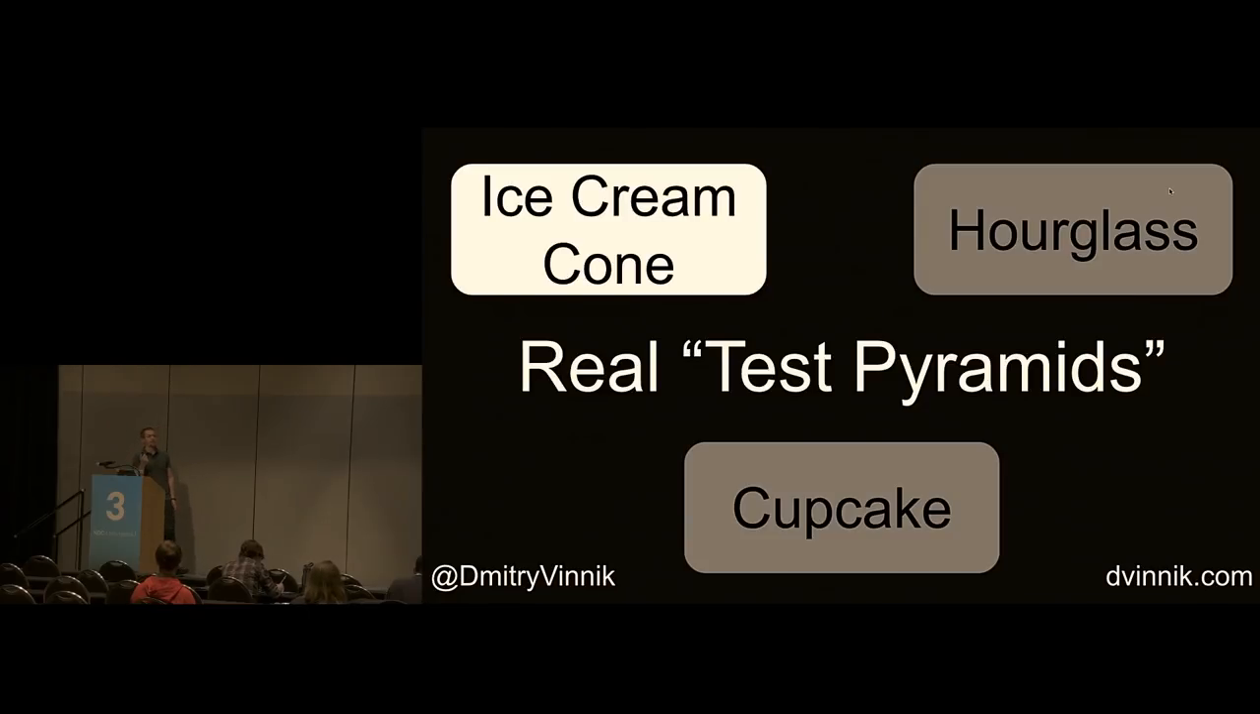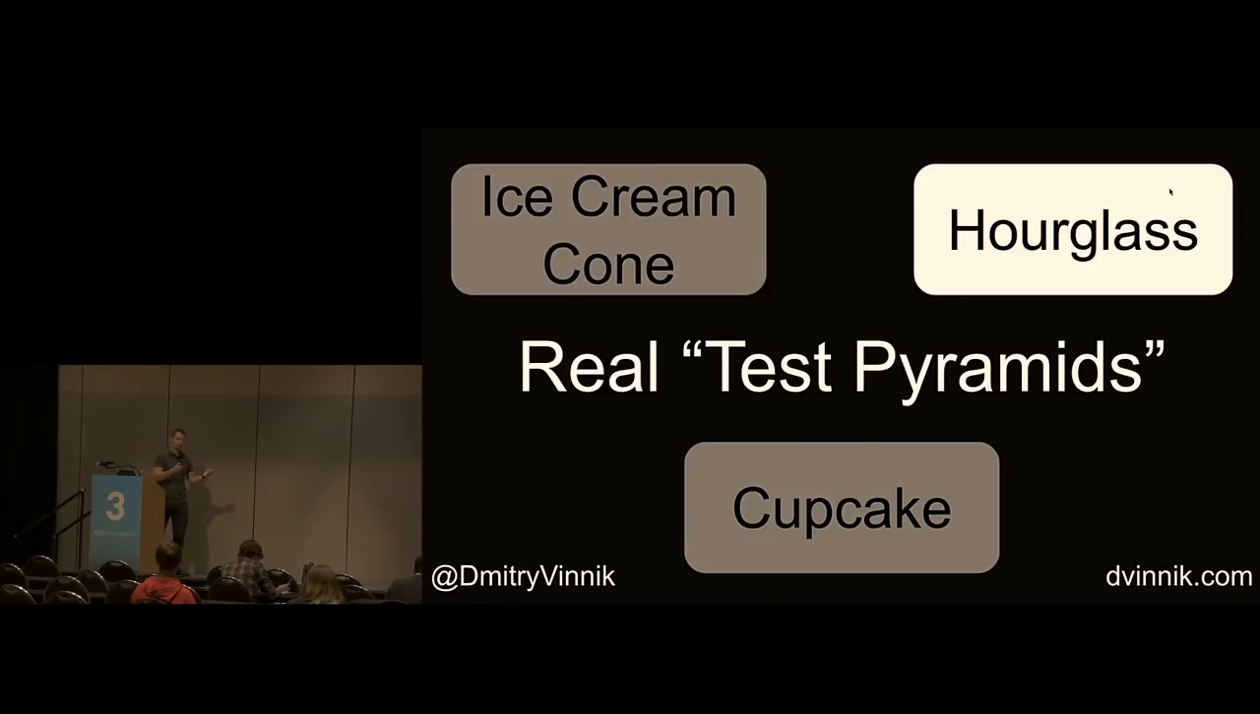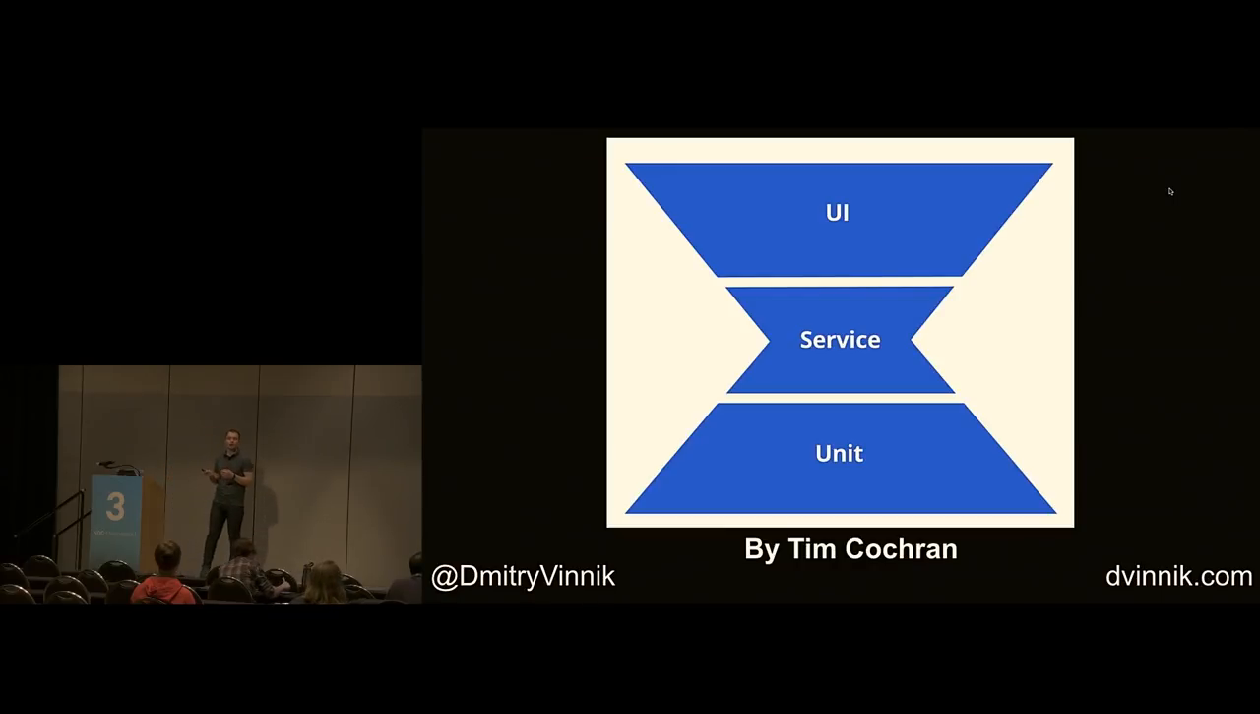Another example of a real test pyramid that's out there in the wild, especially around web automation, is the hourglass. It's often implemented in teams that try to follow TDD, where they've actually written quite a few unit tests.